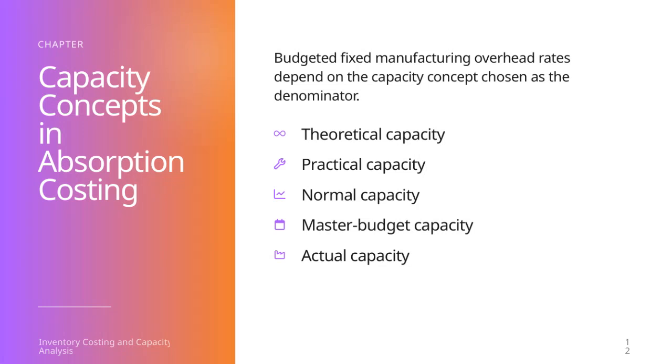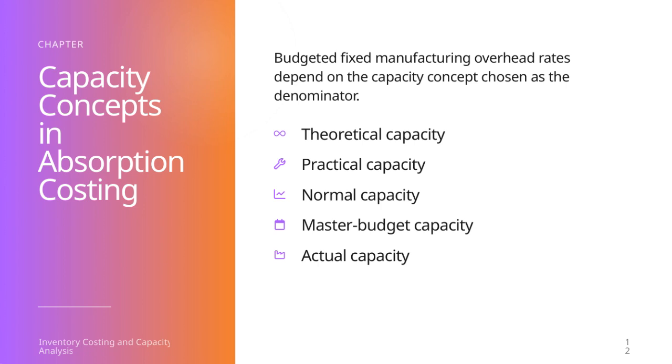In absorption costing, the choice of capacity concept used as the denominator for budgeted fixed manufacturing overhead rates is crucial. There are several key capacity concepts to understand. Theoretical capacity represents the maximum output under ideal conditions, with no downtime or interruptions. Practical capacity takes into account unavoidable operating interruptions, providing a more realistic measure. Normal capacity reflects the expected average output over a longer period, considering typical fluctuations in demand. Master budget capacity is based on the production level planned in the budget, so it aligns with current operational goals. Finally, actual capacity is the real output achieved during the period. Understanding these different capacity concepts helps ensure more accurate inventory costing and better capacity analysis.